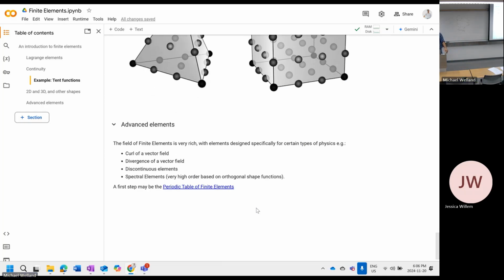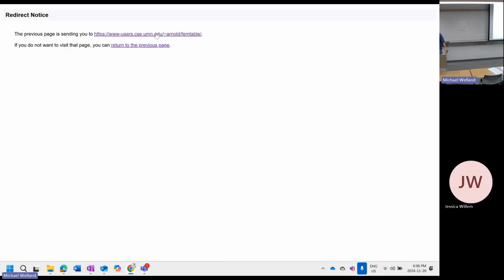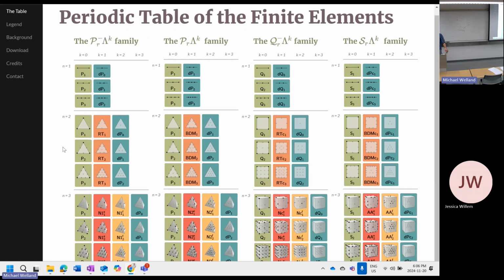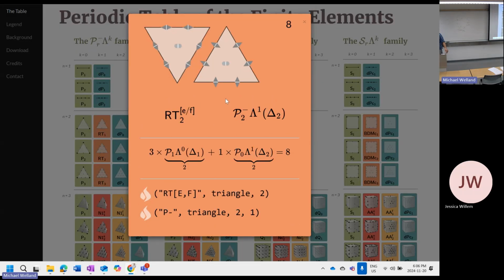As I said, this gets super rich. You can define curl elements for vector fields, if you're calculating vector fields, i.e. electromagnetics, divergence of vector fields, discontinuous elements, spectral elements. Spectral are kind of interesting. It gets super funky. This is a very simple, very limited version of the full table of elements, but you can look at all kinds of different things. I can't really read this notation, so don't bother asking me.